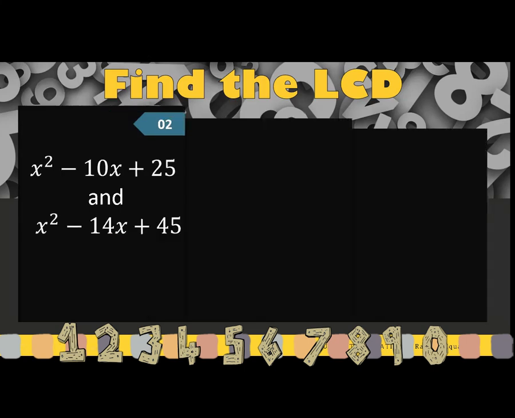For our second example, find the LCD of x squared minus 10x plus 25 and x squared minus 14x plus 45. For our first polynomial, this one is a perfect square trinomial since the first term and the last term are perfect squares. In this case, we can have two factors which are similar for the first and the last term. For the first term, it can be factored as x times x, and 25 has two factors which are 5.